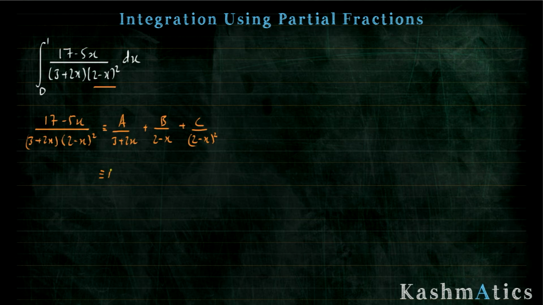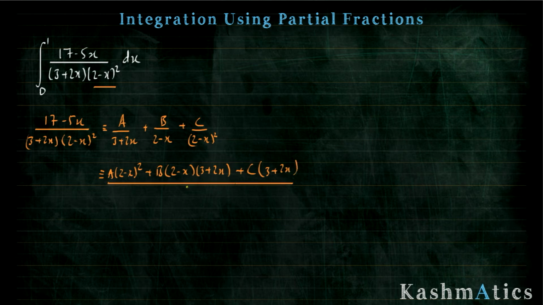So with the a, I'm missing a 2 minus x squared. With the b, I need another 2 minus x, and I need this one over here, so 2 minus x, 3 plus 2x. And with the c, I'm only missing a 3 plus 2x. And all of that is over the original denominator, which is 3 plus 2x, 2 minus x squared.